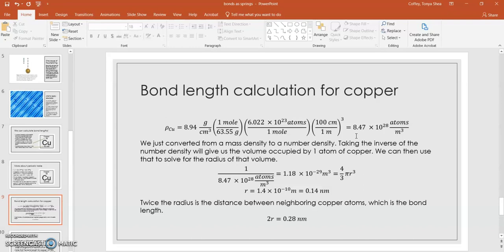Now, twice the radius would be the distance between neighboring copper atoms in the lattice, and that would be our bond length. So 2 times the radius is 0.28 nanometers, and that's our estimate here using this simple model for the distance between neighboring copper atoms. Now, this assumption was predicated on the idea that I've got just a very simple cubic lattice, and that's not quite true, right? Copper actually occupies a face-centered cubic lattice, and so the real neighbor-to-neighbor distance would be 0.254 nanometers. But you can see that even without knowing any of that, I've gotten actually a pretty good estimate. So our simple little model isn't a bad model.